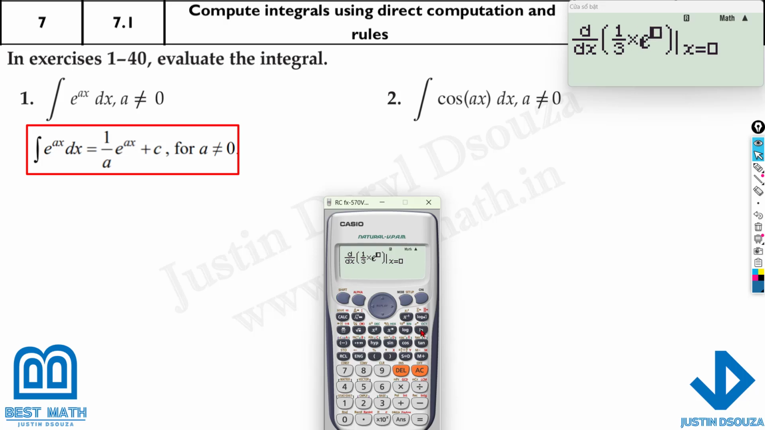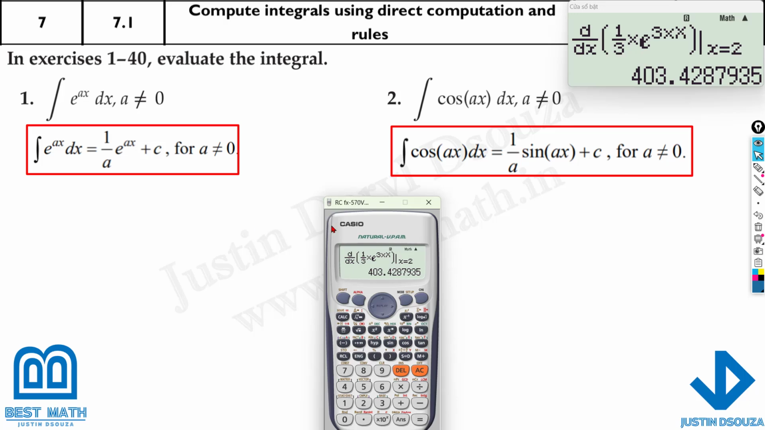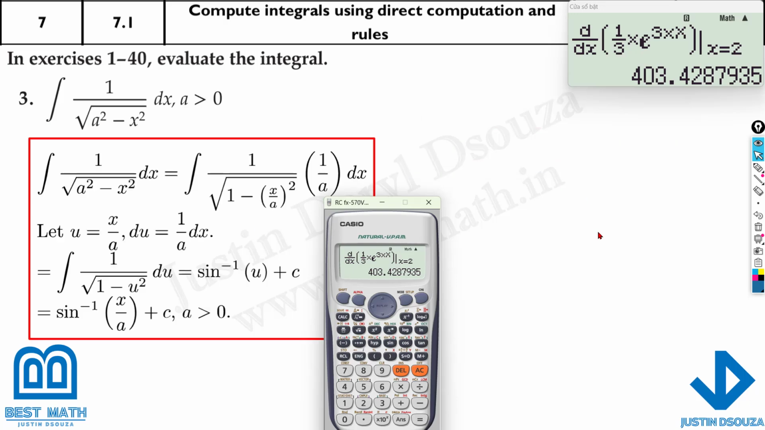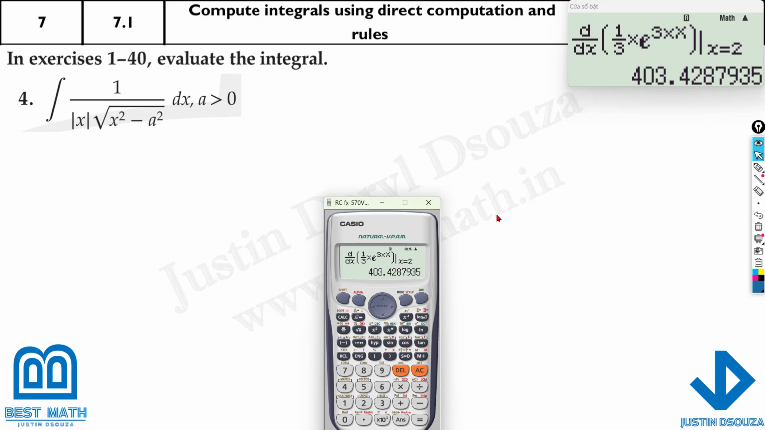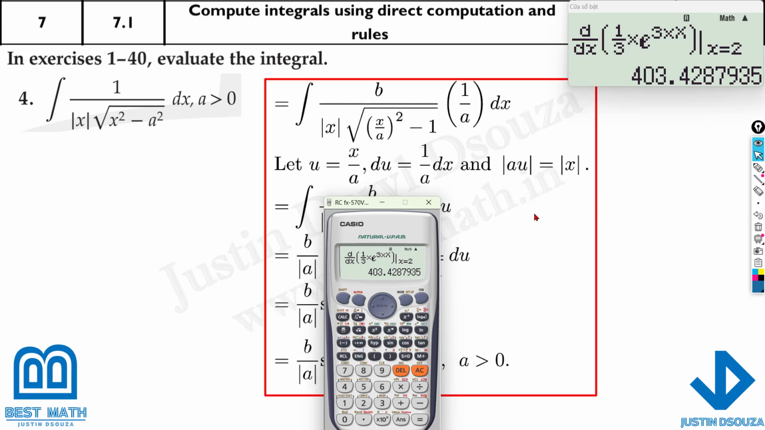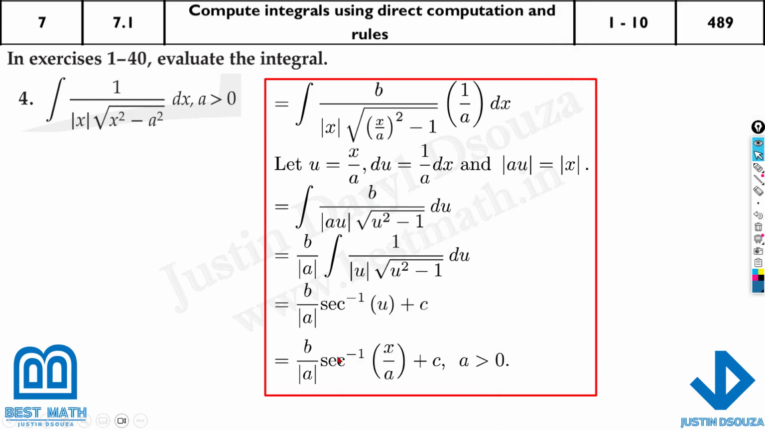Here it will be shift e 3 times x, and the x value is 2, and the answer is 403.4. Similarly, you can try the others. All of them, well, we have done this. All of them will give you the correct answer because you have options with you. And similarly, over here now, you remember, okay, the question is wrong. Over here there's b, but remember what you need to do is cosine inverse and then 1 by this. Let me do this over here.